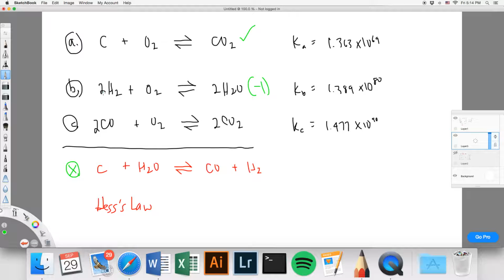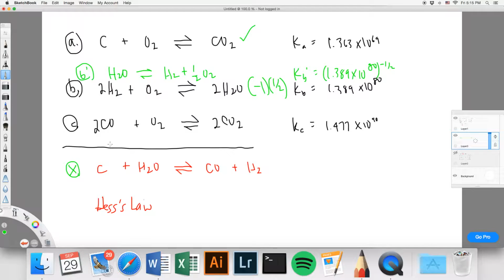But I also have 2 here and 2 here, and I need 1 in the net. So I'm going to multiply it by 1/2 as well. That's going to turn this around. I'm going to write the new one here now. It's going to be H2O in equilibrium with, I'm going to call this B prime, H2 plus 1/2 O2. Okay, so what's the new equilibrium constant going to be? It's going to be 1.389 times 10 to the 80, raised to the minus 1/2. Can you see that?